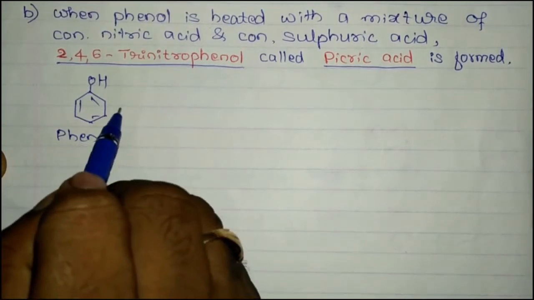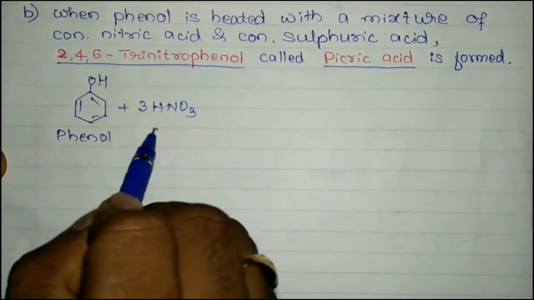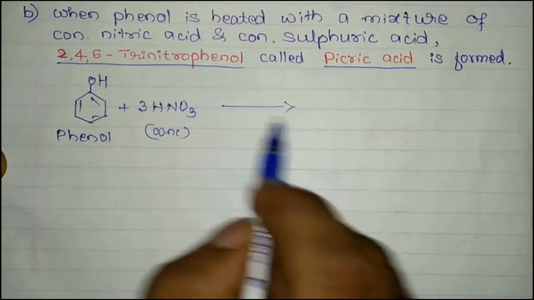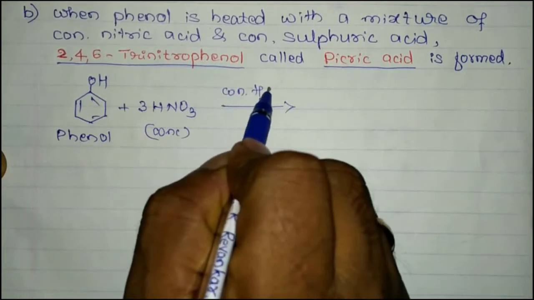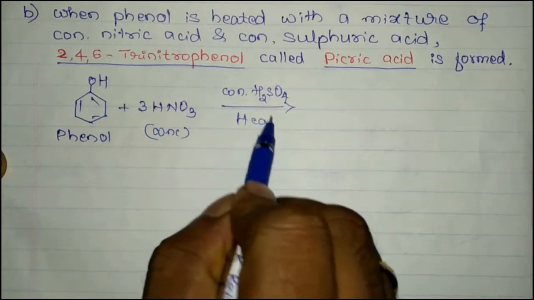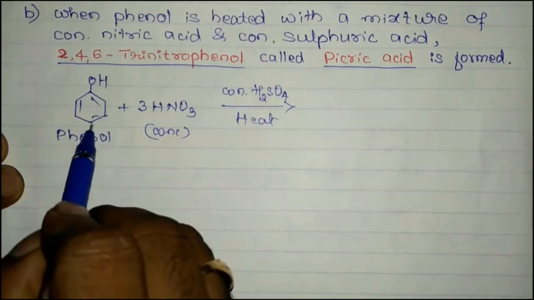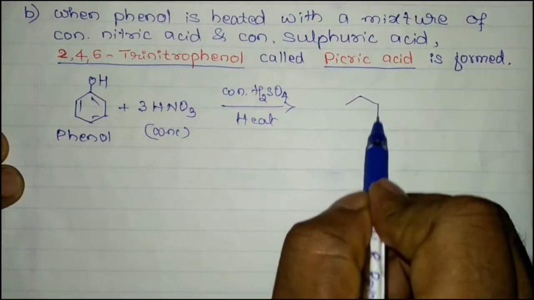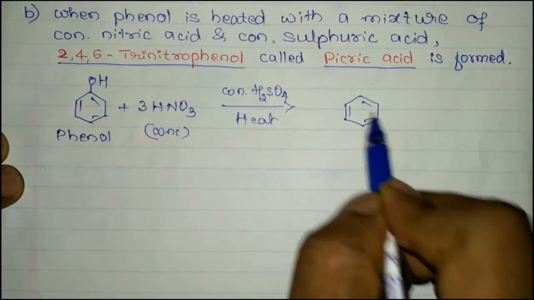Phenol, when treated with a nitrating mixture, which is concentrated HNO3, and here also you have to use concentrated H2SO4, and the mixture is heated, all three positions, 2, 4, and 6, are occupied by NO2 groups. That is known as picric acid.